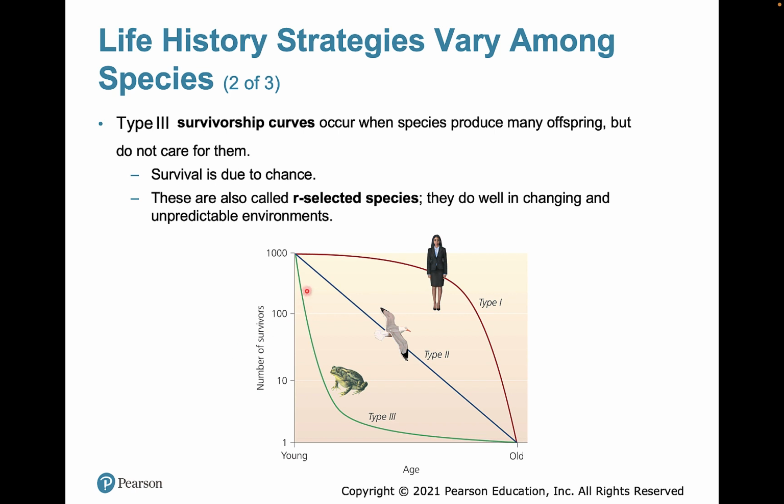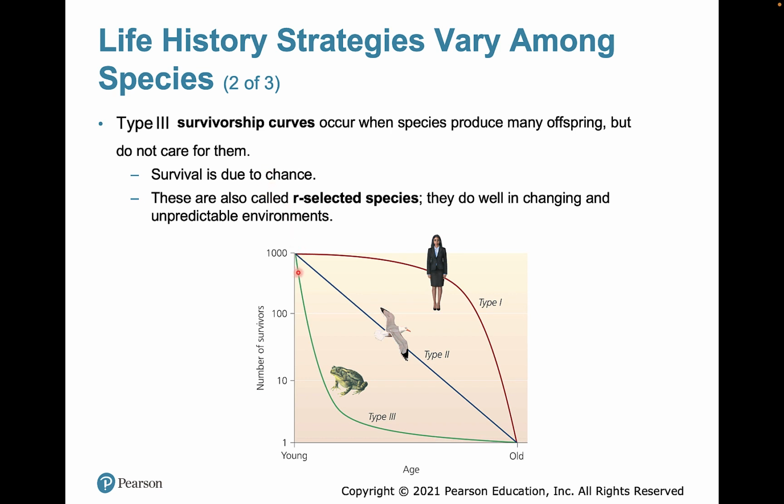So we got type 3 survivorship curves. Here you go, the green, the frog, okay? Type 3 survivorship happens when organisms produce lots of offspring, okay? So they produce a lot of offspring at a time, but they don't give them much care, all right? So coral, most fish, frogs, that kind of thing. They lay a lot of eggs, right? So this graph tells us that the chances of survival are a lot less, right, from the beginning, okay, because their survival is due to chance.